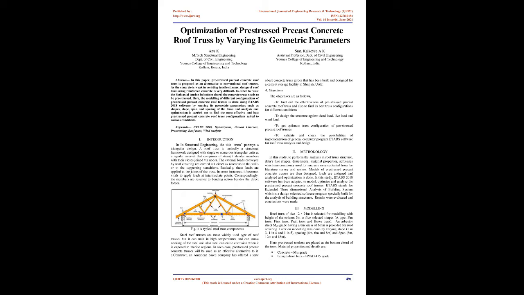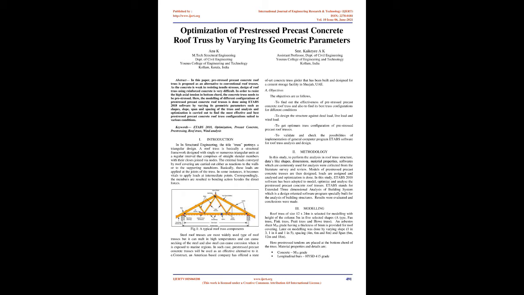Abstract. In this paper, a prestressed precast concrete roof truss is proposed as an alternative to conventional roof trusses. As concrete is weak in resisting tensile stresses, design of a roof truss using reinforced concrete is very difficult. In order to resist the high axial tension in the bottom chord, the concrete truss needs to be prestressed.